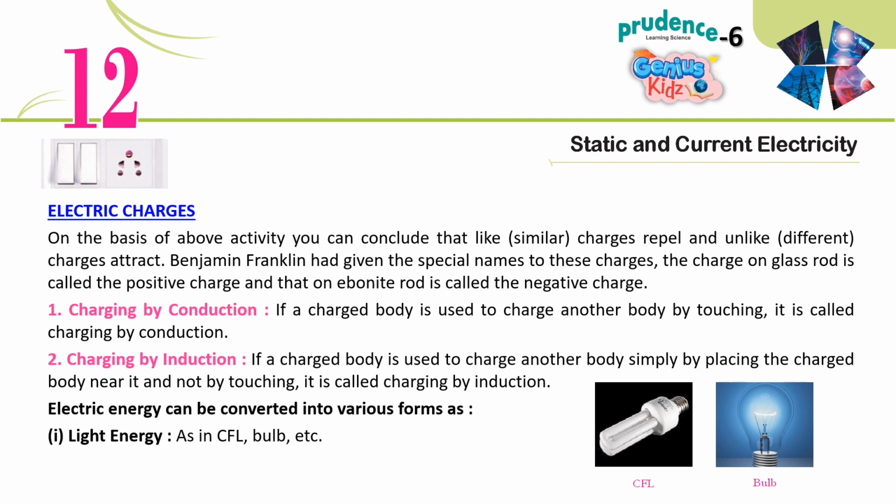Electric charges. On the basis of the above activity, you can conclude that like, similar, charges repel, and unlike, different, charges attract. Benjamin Franklin had given special names to these charges. The charge on a glass rod is called the positive charge, and that on an ebonite rod is called the negative charge.